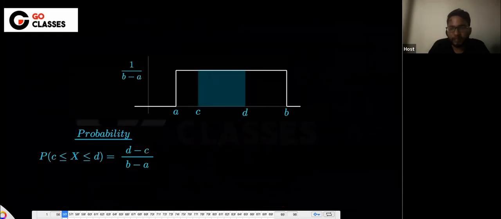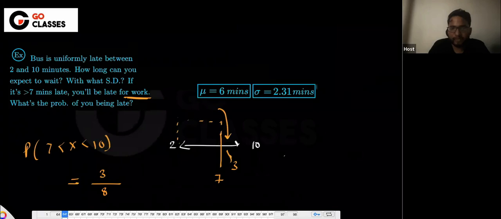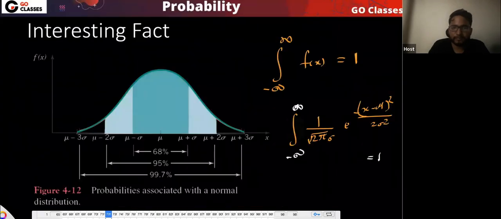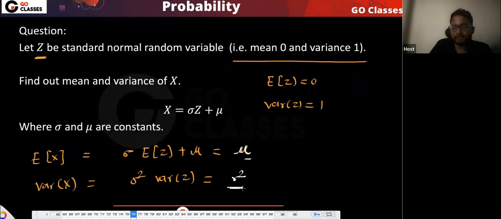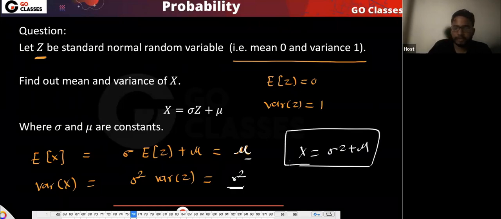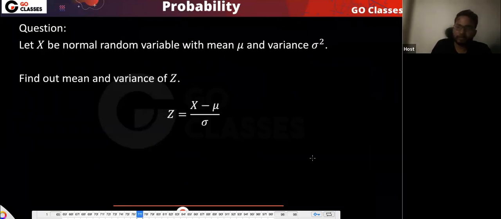So basically, given a Z, you can find out the X, something like this. If I say, can you give me an X which is having expectation mu and variance sigma square, then you can say that X will be something like this, sigma Z plus mu. Okay. Now let's see another question where I'm giving you X. There is a random variable X, which is having mean mu and variance sigma square. Then can you find out the mean and variance of this Z?